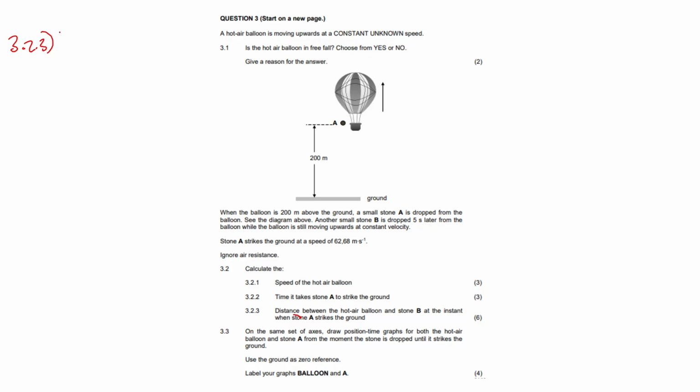All right, so let's check what do we have. We want to calculate the distance between the hot air balloon and stone B at the instant when stone A strikes the ground. So let's first calculate the distance that stone B travels, right? Because we have the initial velocity, which we have just calculated, we have the time, which we also have just calculated, and we have the constant acceleration, so we have everything we need besides the distance. So let's calculate the distance that B travels first.